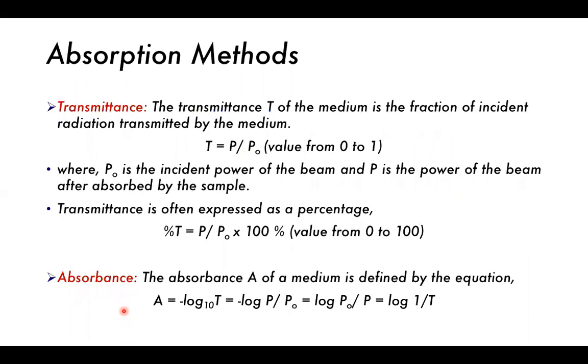Transmittance T of the medium is the fraction of incident radiation transmitted by the medium. So transmittance is equal to P, the radiant power after the sample, divided by P0, the radiant power before it enters the sample, which is the incident radiant power. And so it should have a value from 0 to 1. So 1 would indicate that none of the light had been absorbed. Where P0 is the incident power of the beam and P is the power of the beam after absorption by the sample. Transmittance is often expressed as a percentage.